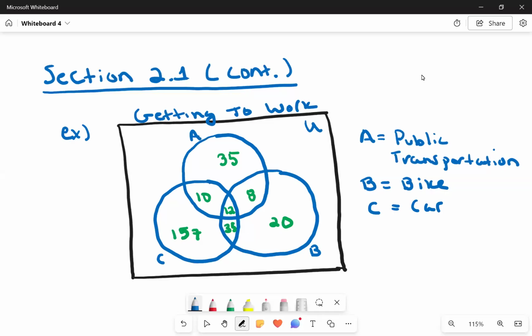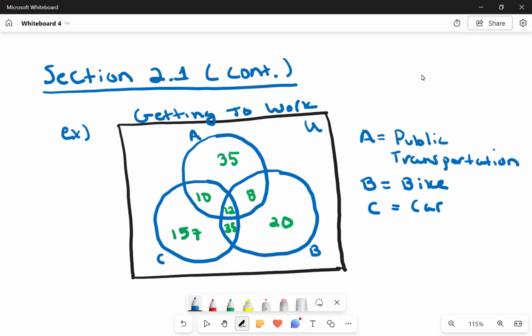In this video, we're going to continue section 2.1 by looking at a very specific example with a Venn diagram and sets. Now, I'm giving you the Venn diagram, and I would take a second, pause the video, and write this all down. And I'm just going to explain what it all means.